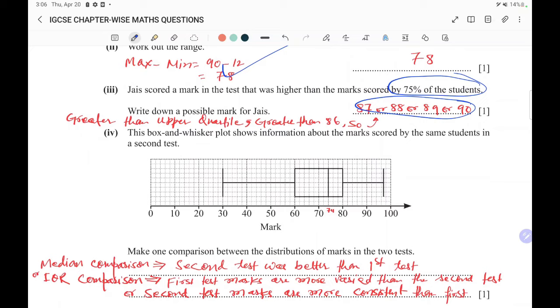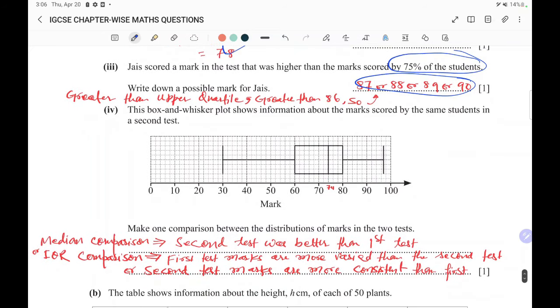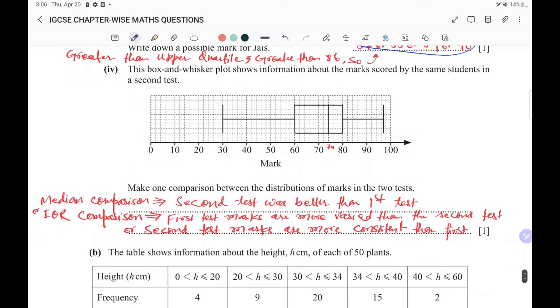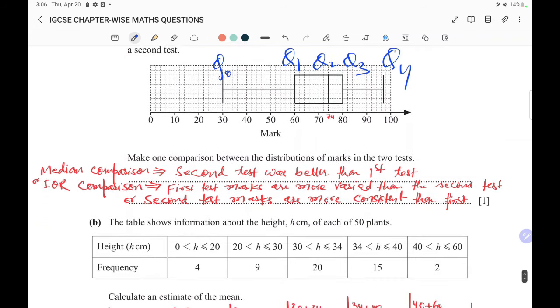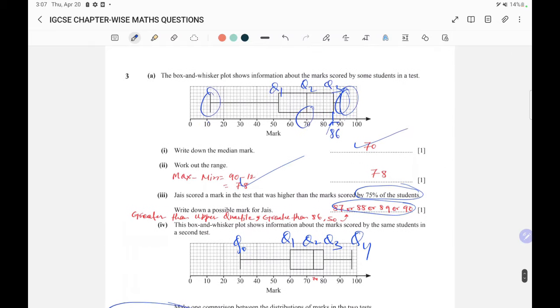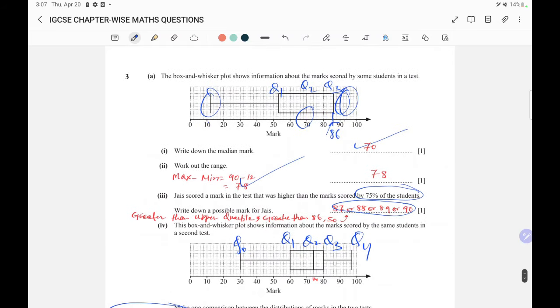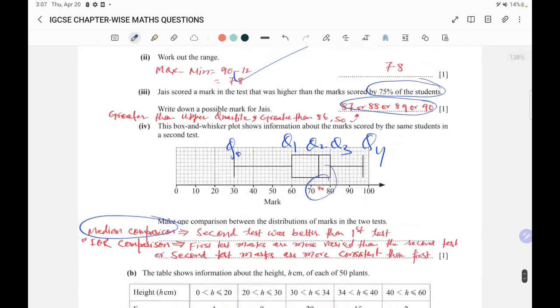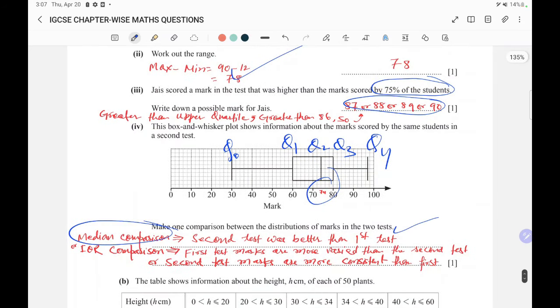This box and whisker plot shows information about the marks scored by the same students in the second test. Okay, fine. Again, this is the minimum, this is the maximum, this is the lower quartile, this is the median, this is the upper quartile. Make one comparison between the distribution of the two tests. So we can check the median comparison. Over here the median is 70, over here the median is 74. So the second test was better than the first test because on average the middle value is higher.